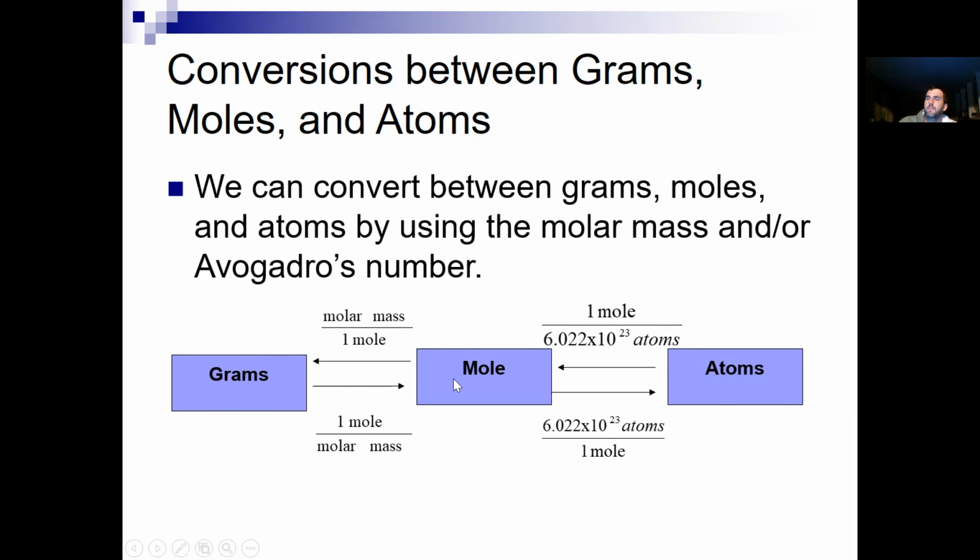I can also go grams to atoms. That would be a two-step conversion problem. I have to go through moles first, and then I multiply by Avogadro's number over 1 mole. I can work it backwards. I can go from atoms to grams: multiply by 1 mole over Avogadro's number, then times molar mass over 1 mole. Notice in that case, my moles would cancel, and my atoms would cancel because that's what my unit on the top is. So now let's work some examples of this. This is really our first introduction into stoichiometry.